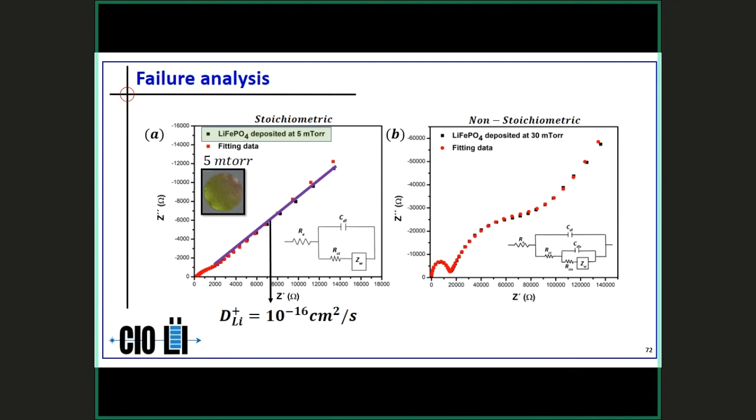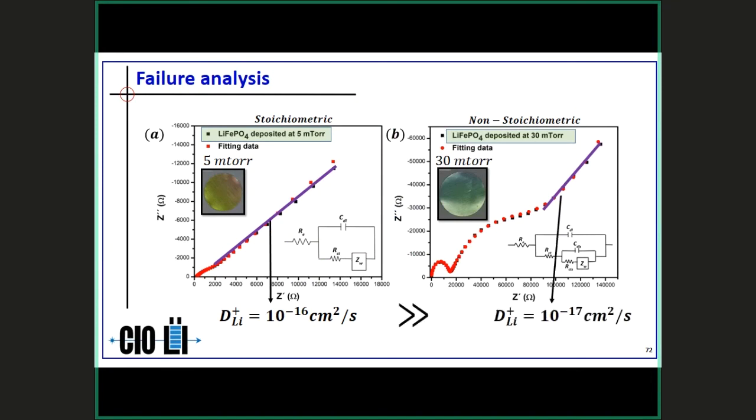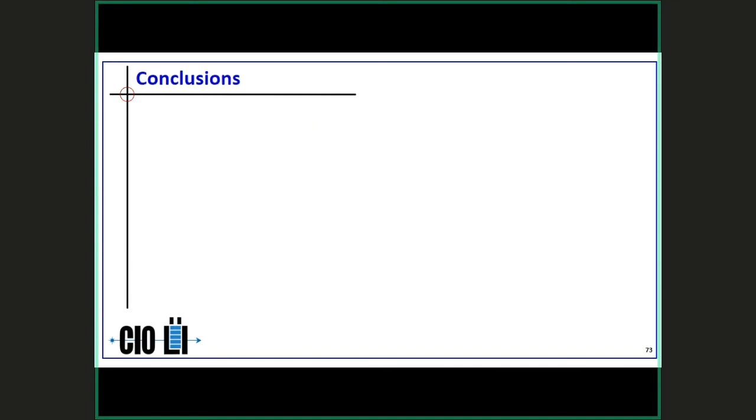We got this value, 10 to the minus 16 square centimeters per second, for the sample at 5 millitorr and the one at 30 millitorr. It presented a lower ion diffusion. So this is another parameter that told us why the sample at 5 millitorr reached high specific energy capacity, because the lithium ion moves faster inside of this cathode. Sorry for taking so much time.